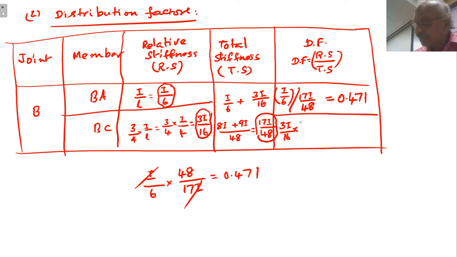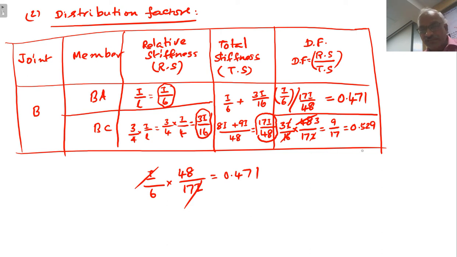Now for the other member, the relative stiffness is 3I by 16. The 48 goes to the numerator over 17I. Here I and I get cancelled, and 16 and 48 give you 3. So this is 3 into 3, 9 by 17, which equals 0.529. So that is about the distribution factor.